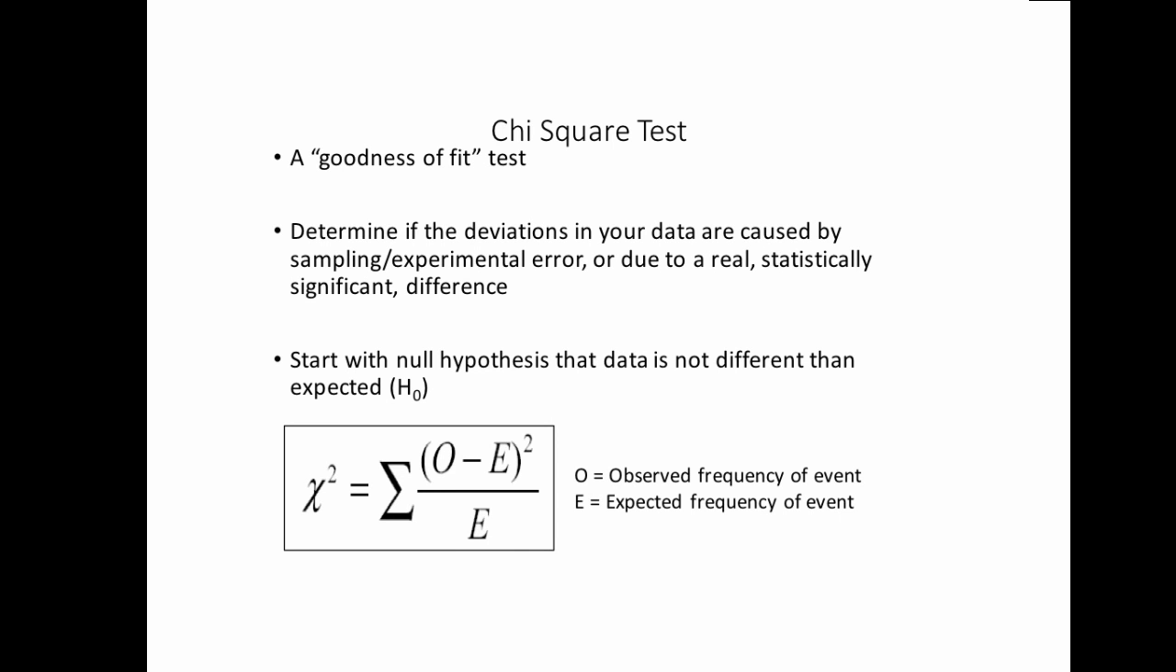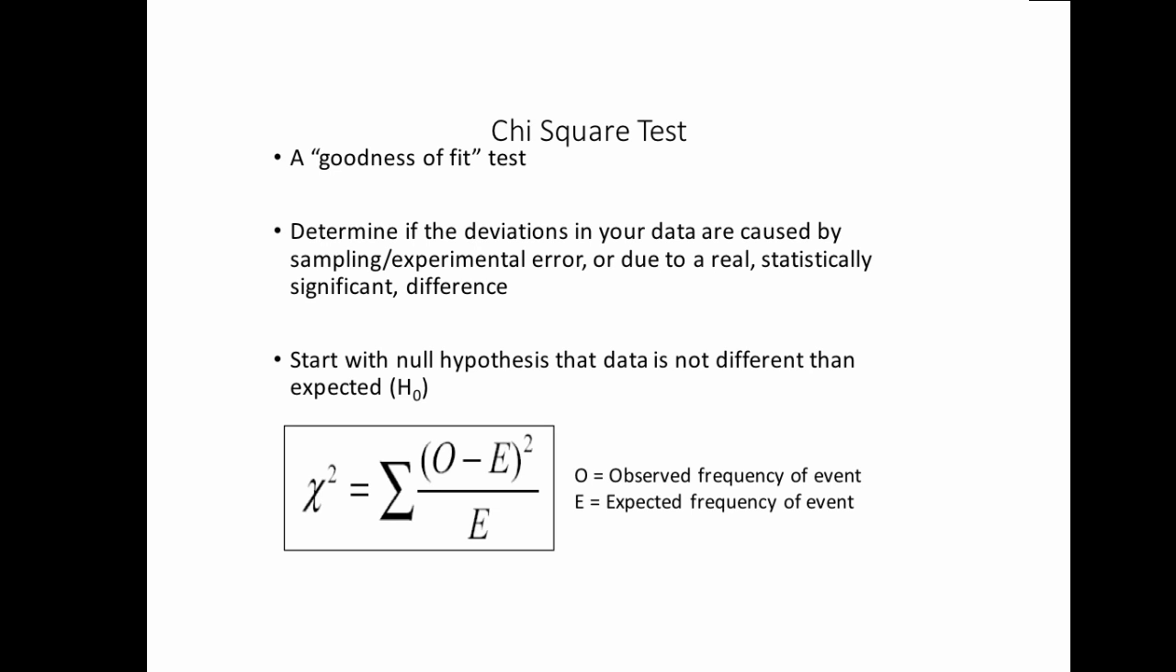One statistical test we can do to analyze genetic data is a chi-square test, which really is a test looking at the goodness of fit of our data. It's used to determine if the deviations in our data are caused by sampling or experimental error, if they're caused just by random chance, or if the differences in our data are due to a statistically significant real difference, in which case it gives us evidence to support or reject our hypotheses.